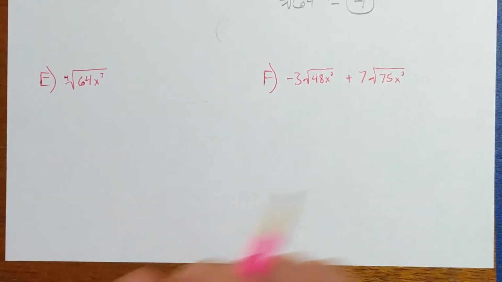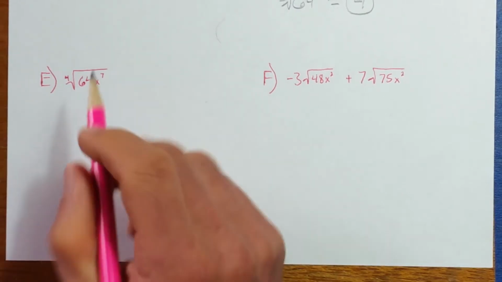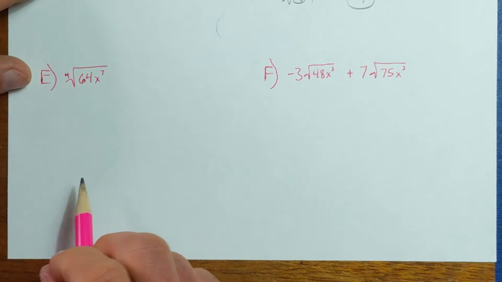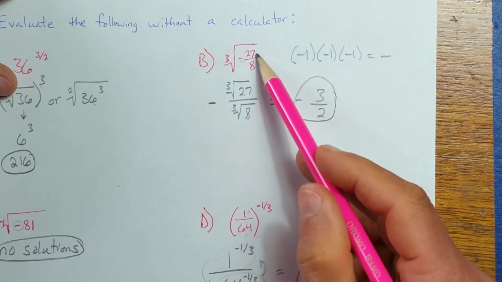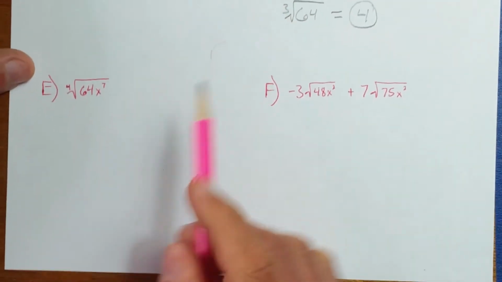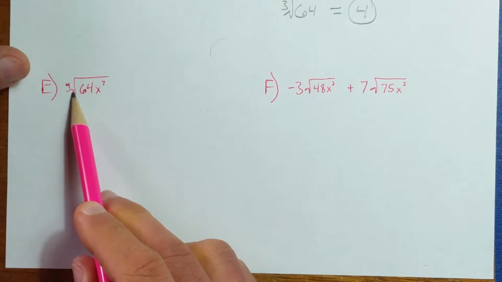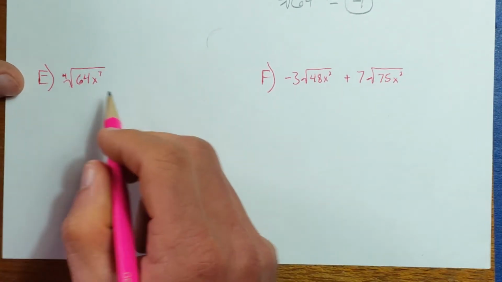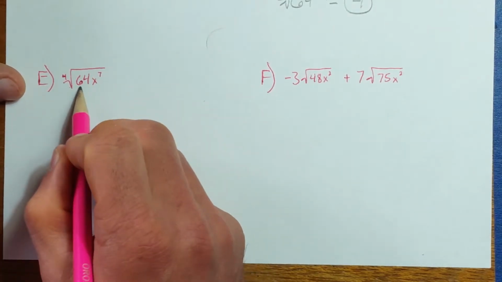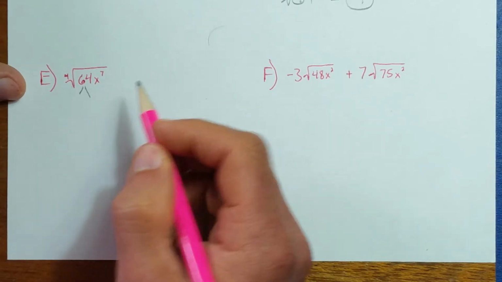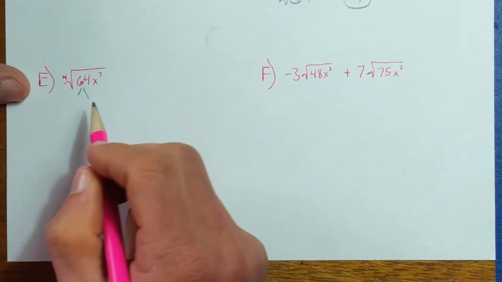Alright, moving on to letter E, starting to get something a little bit more complicated. I have the 4th root of 64x to the 7th. Now, for a lot of the radicals, you can just see, like if I look back here at letter B, I can just look at 27 and 8, and I know that 3 times 3 times 3 is 27. It starts to get a little tougher when you start to get 4th, 5th, 6th powers for roots. So what I suggest doing, and you don't have to do it this way, but it's a good idea, is just take 64, and we'll take x to the 7th in a second, and we're just going to break this down into prime numbers.